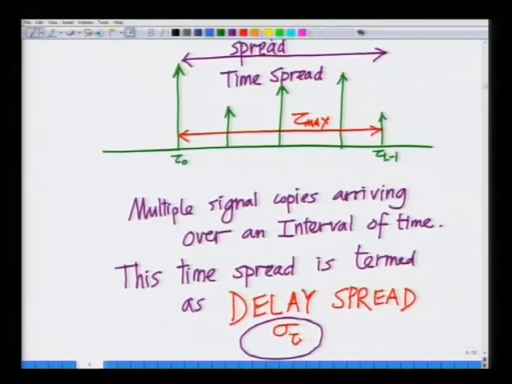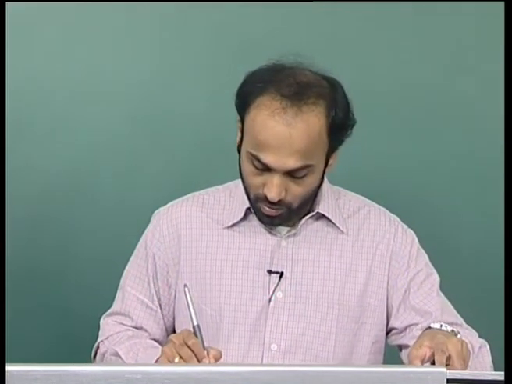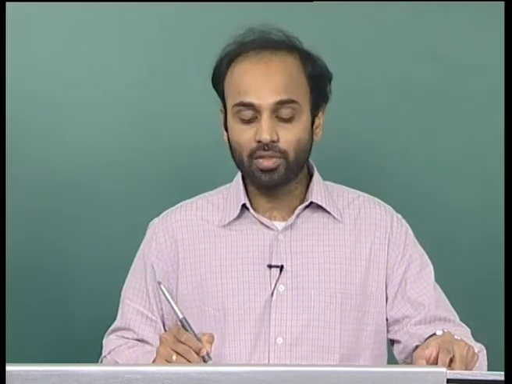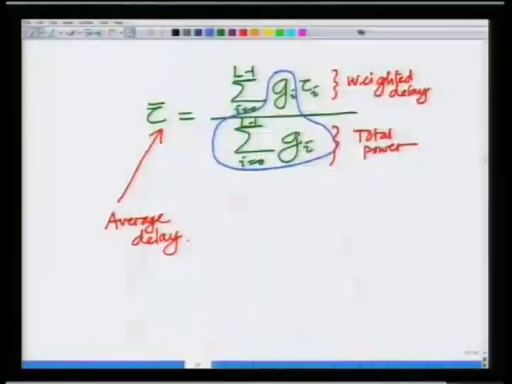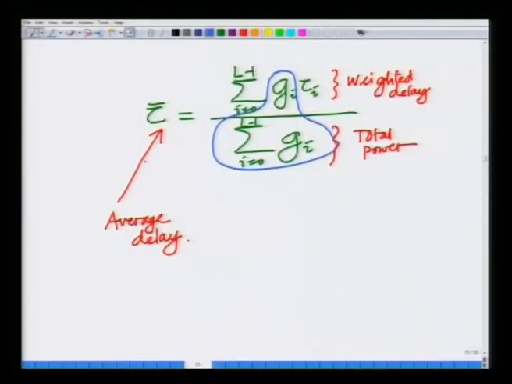We said this delay spread can be characterized by the quantity sigma tau, and we gave different expressions to compute sigma tau. One of the most popular ways to compute the delay spread is what is known as the RMS or root mean square delay spread. For that we need to compute the average delay, which is tau bar. Tau bar is nothing but summation G_i tau_i divided by summation G_i.